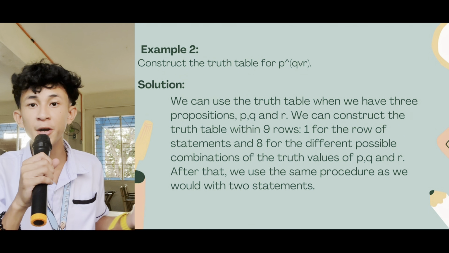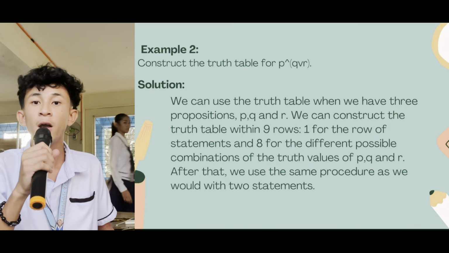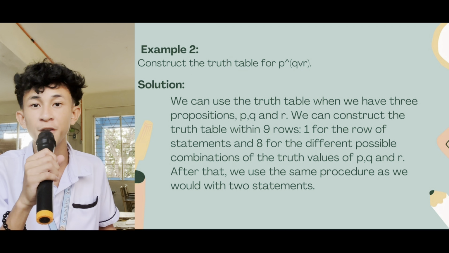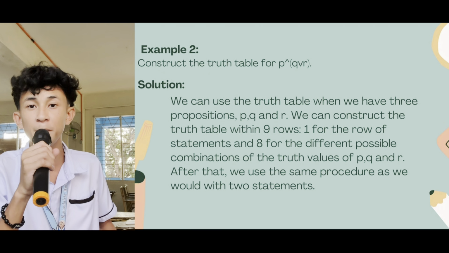Since there are three variables P, Q, R, we need 8 rows to show all possible combinations of truth values. After listing them, we follow the same steps as with two variables to complete the table.